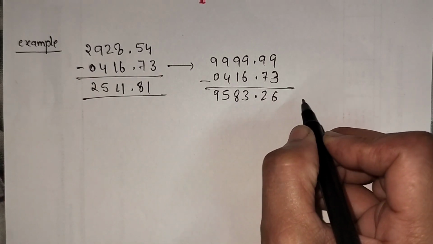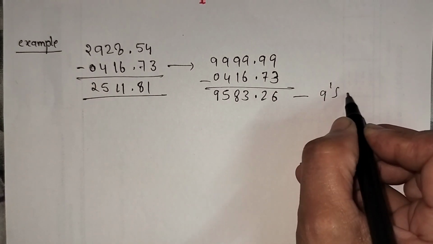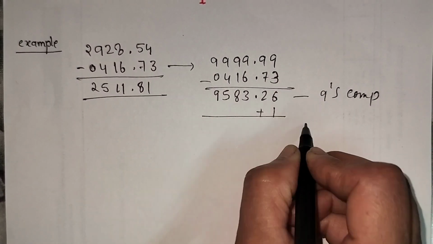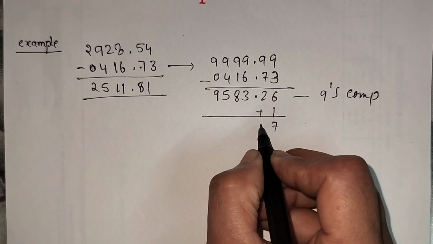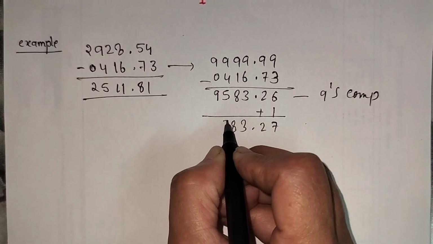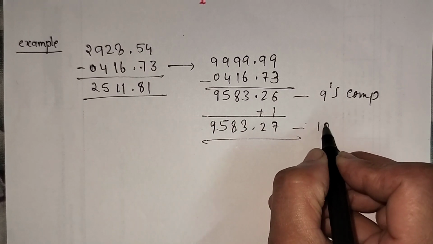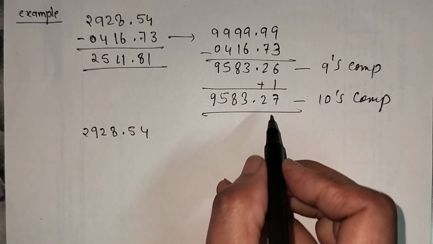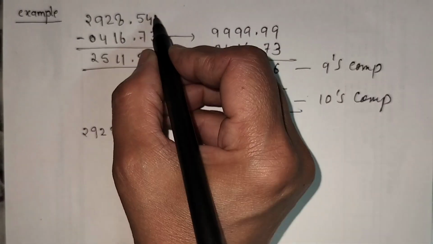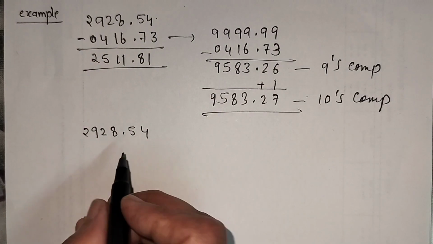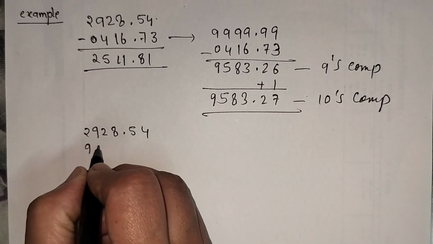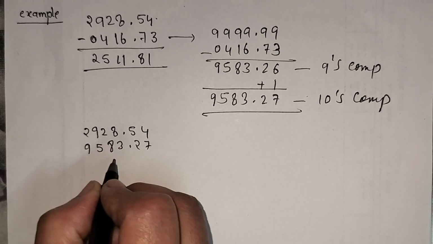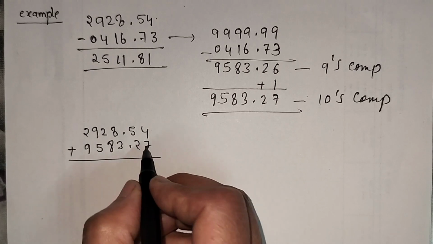Now we will find the tens complement. This is nines complement. And now we will find the tens complement by adding 1 to the least significant digit. Now this is the tens complement of this number. Now we will add this result, means tens complement, to the minuend. This is the minuend. We have written this here. Now 9, 5, 8, 3.27. Now we will add these numbers.